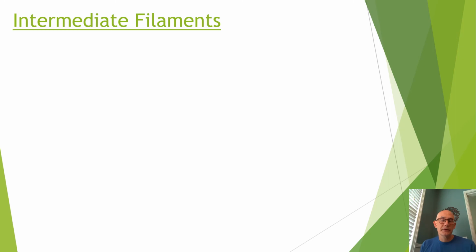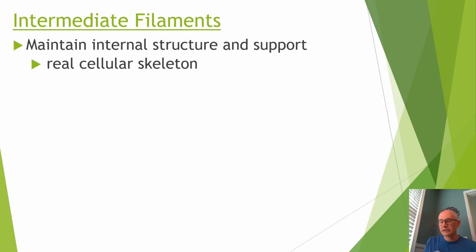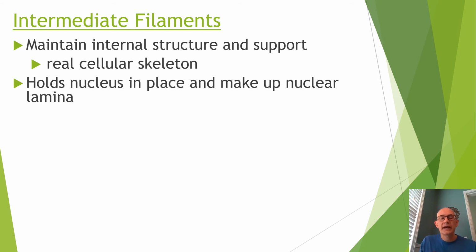The last component of the cytoskeleton are the intermediate filaments. These are the proteins, that is keratin. This is the real actual cytoskeleton. This is what gives the specific shape and structure to the cell. And of course, based on its structure, that is going to determine what function it has.